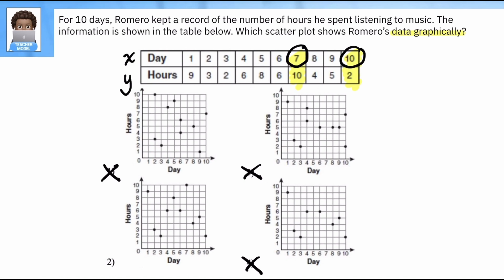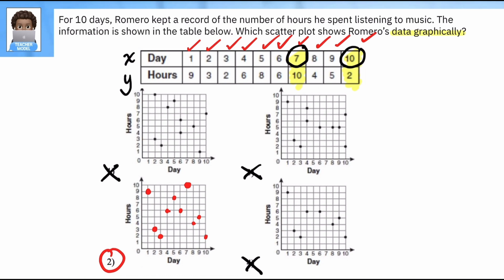So I'm just noting that we had this point in here. Let's check the other ones. Do I have 1, 9? Yes. Do I have 2, 3? Yes. Do I have 3, 2? Yes. 4, 6? Yes. 5, 8? Yes. 6, 6? Yes, we confirmed this one. 8, 4, 9, 5, and 10, 2. So this is the correct answer.